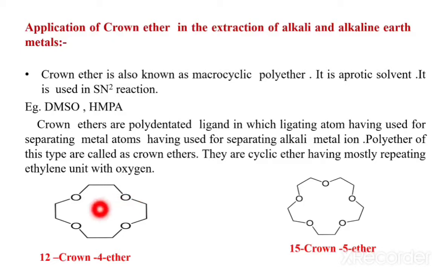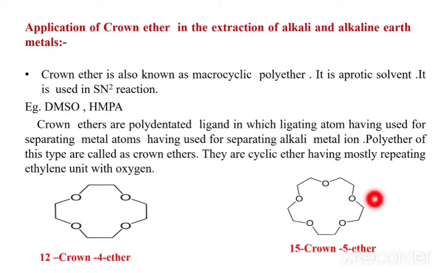Here the best example is 12-crown-4 ether. Here 4 means 4 oxygens, 1 2 3 4, and the remaining is the repeating ethylene unit, that means CH2, oxygen, CH2, oxygen, CH2, oxygen, CH2, again oxygen. Okay, this is 12-crown-4 ether.